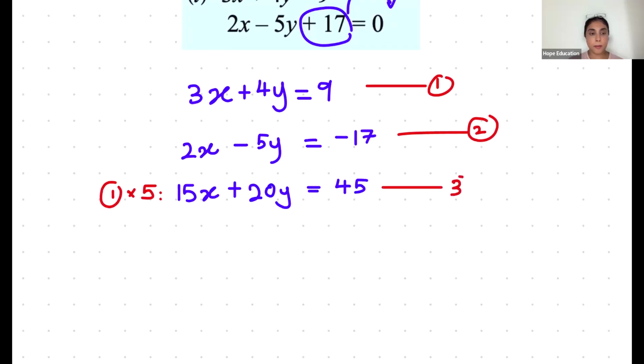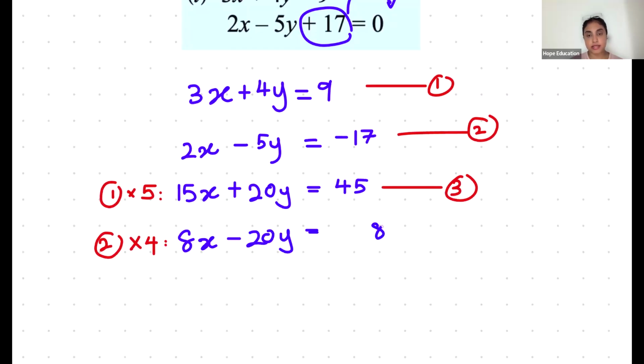Then equation number 2, I'm going to multiply by 4. So 4 times 2x is 8x. 4 times minus 5y is minus 20y. 4 times 17, 4 times 7 is 28, 2 remaining, 4 times 1 is 4, 5, 6. That is minus 68.